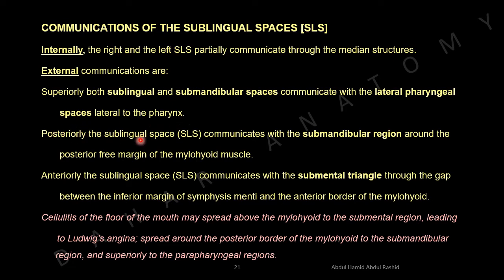Posteriorly, the sublingual space communicates with the submandibular region around the posterior free margin of the mylohyoid muscle. Anteriorly, the sublingual space communicates with the submental triangle through the gap between the inferior margin of the symphysis menti and the anterior border of the mylohyoid.